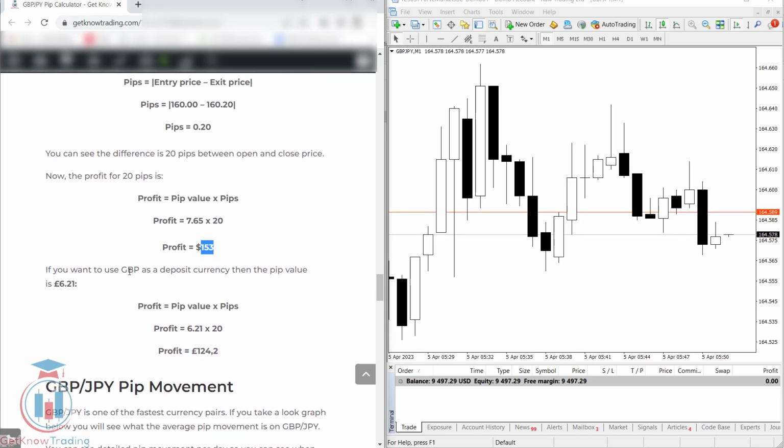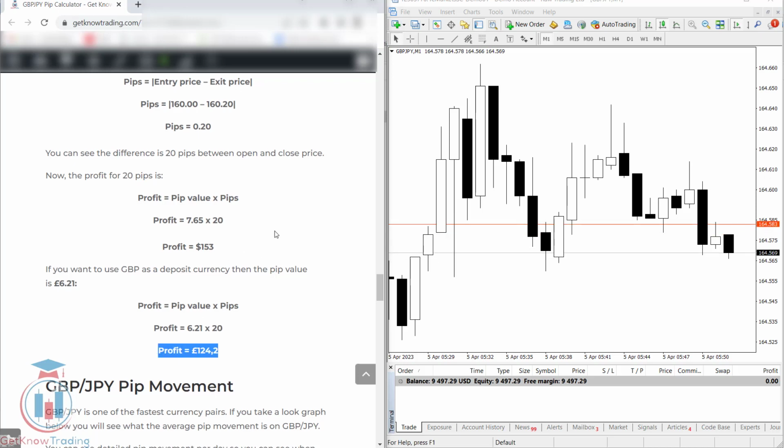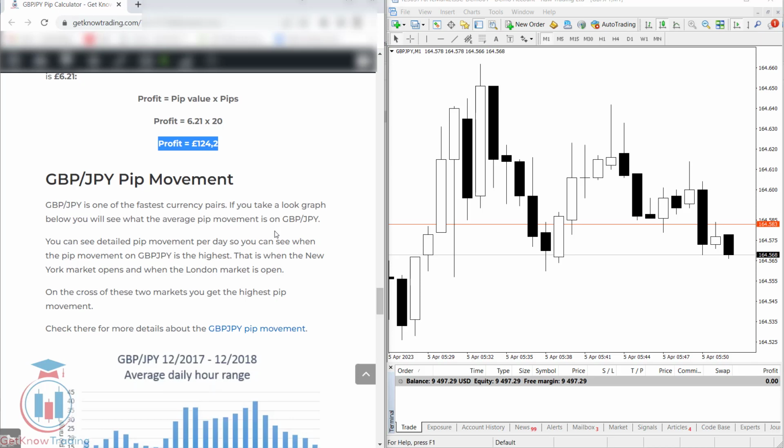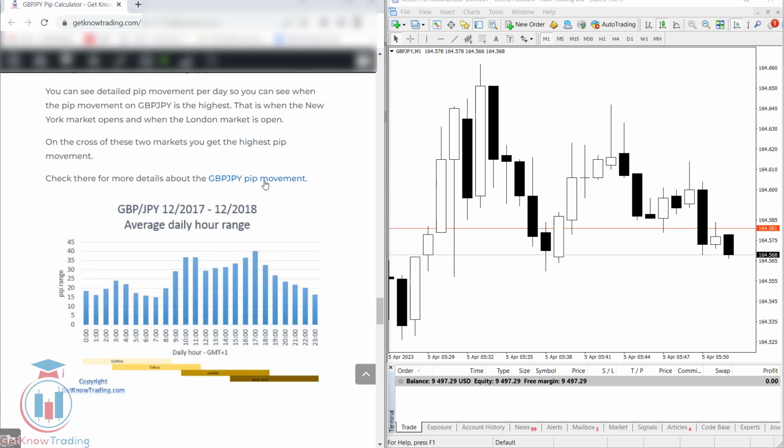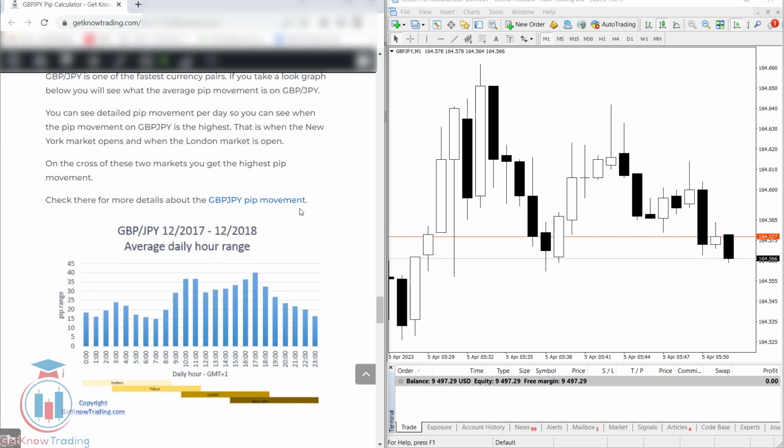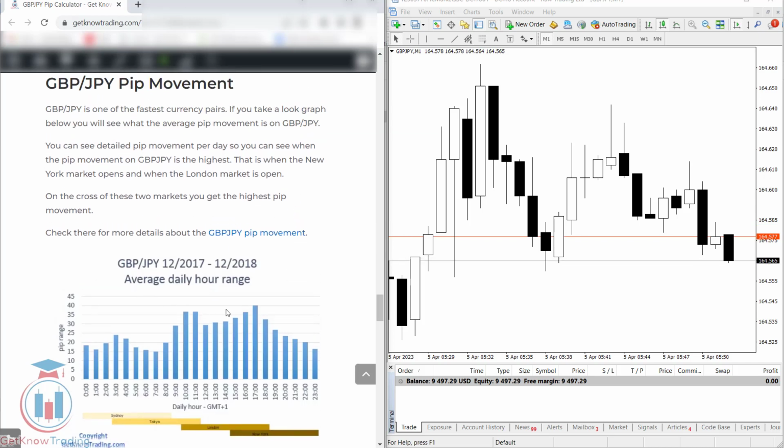If you want to use GBP as a deposit currency, then you would simply calculate 20 pips multiplied with 6.21 GBP, and you would get this profit. Then below that you have GBP Japanese yen pip movement, the average hourly pip range, so you can see how fast the GBP Japanese yen is. You can see that during the New York trading session, the average pip range is 40 pips. So that means in 1 hour, GBP Japanese yen changed the value by 40 pips on average.